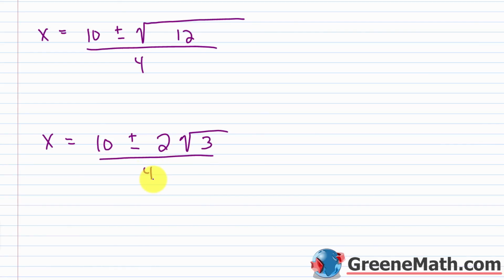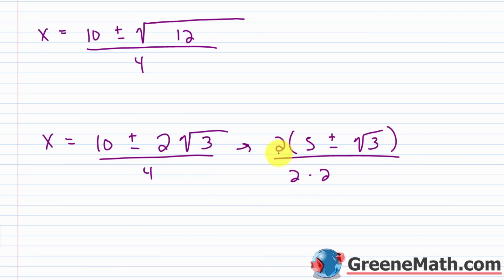Now, I'm not done because I can simplify this further. I can factor out a 2, and inside this would be a 5 plus or minus, and then I've factored out this 2, so I can put a 1 times square root of 3 or just put square root of 3, doesn't matter. And then this is over, I'll put 4 as 2 times 2. And I can cancel this 2 with this 2. And so I'm going to write x is equal to 5 plus or minus the square root of 3 over 2. So of course that would be two solutions, 5 plus the square root of 3 over 2, and then 5 minus the square root of 3 over 2.